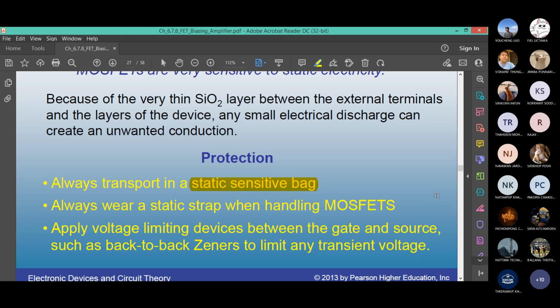Sometimes you can add some protection between the gate and source. You can connect a back-to-back zener in order to limit any voltage and current. So you create basically almost an open circuit condition where it will not pass any current. Different ways of protecting your MOSFET.